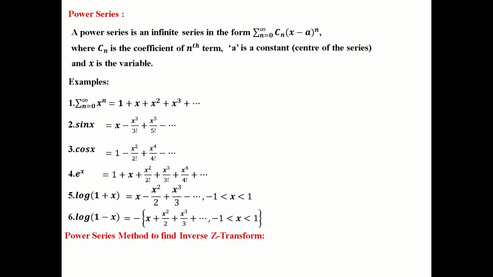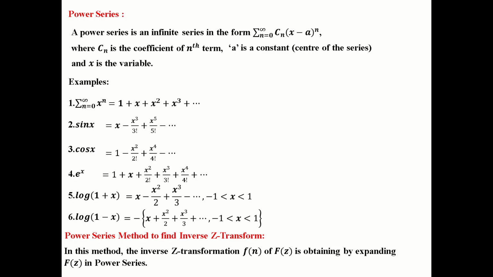So now the method to find the inverse Z transformation. In this method, the inverse Z transformation f of n of F of z is obtained by expanding F of z in power series. So given a function, capital F of z, you have to expand that function in power series. Then we can find small f of n directly. That is the inverse Z transformation.